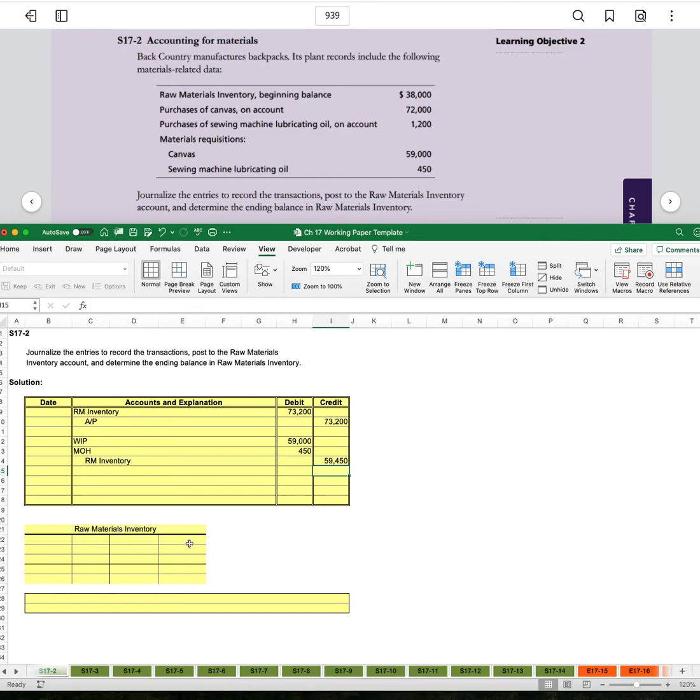And so then it also wanted us to post that to our raw materials inventory. And so we will start out by putting our beginning balance, which was $38,000. And then we need to record the debit for our purchases. And that was $73,200. Then we need to record the credit for what we used. And we can reference up to this credit of $59,450.